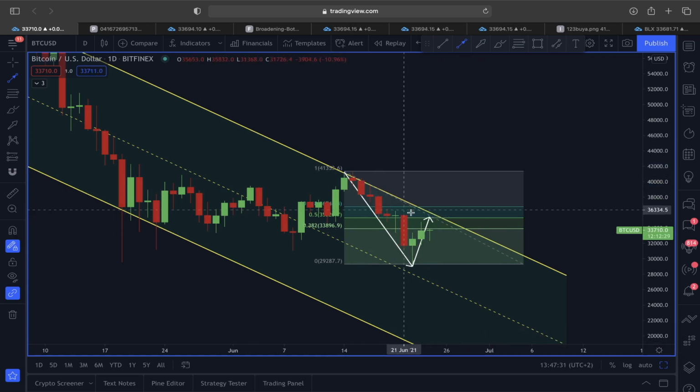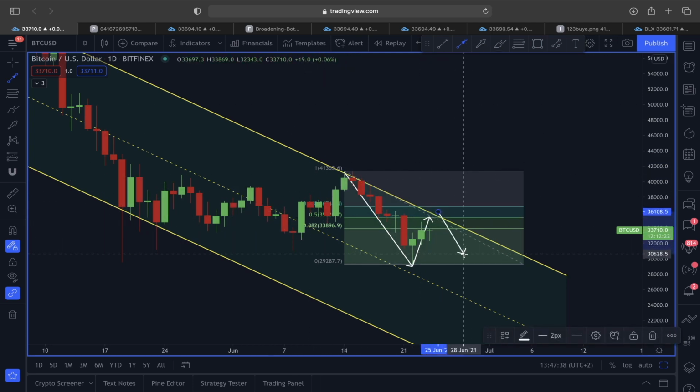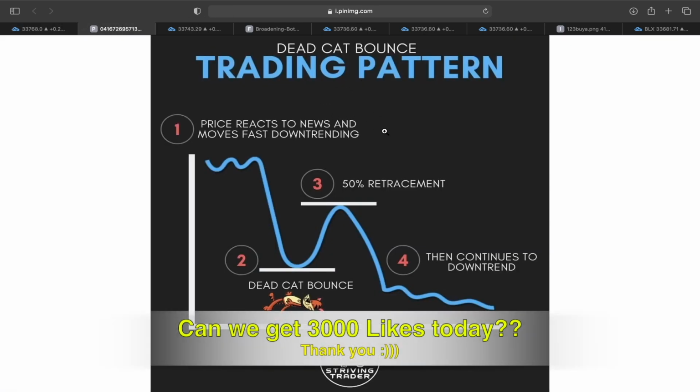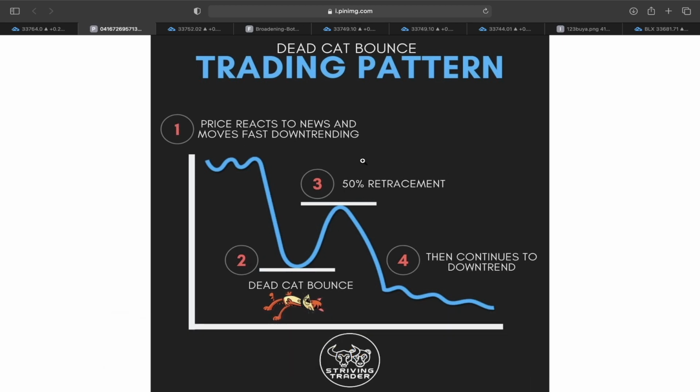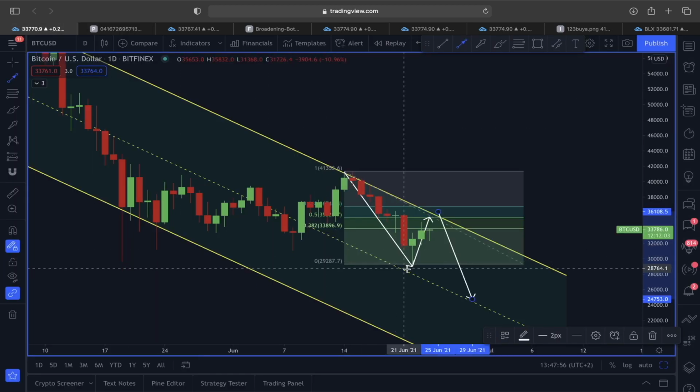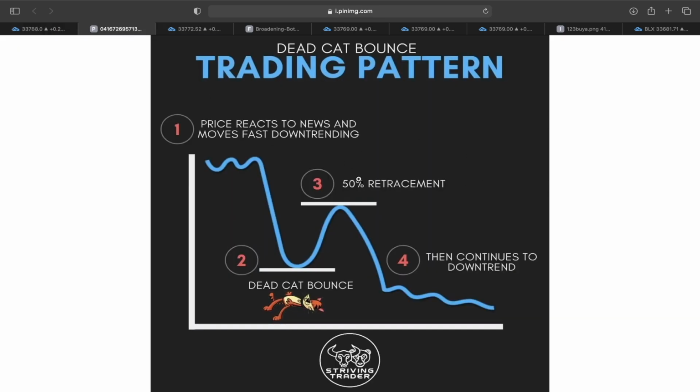But getting rejection here from the upper line area and also this 0.5 Fibonacci to 0.618 Fibonacci retracement level could indicate the price here could be seeing a potential downward price movement. Because this scenario here, what we are witnessing, guys, this is known as dead cat bounce, and according to this dead cat bounce pattern here, you can see we are witnessing this 50% retracement at this current stage. Because right now after this bounce here, you can see we should be heading towards this 0.5 to 0.618 Fibonacci retracement level according to this example.